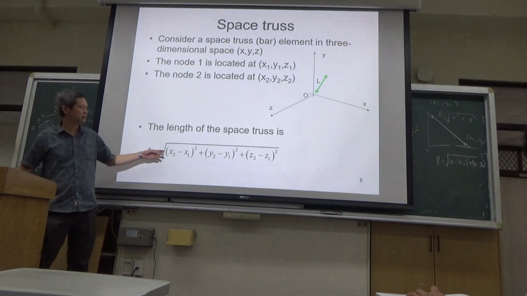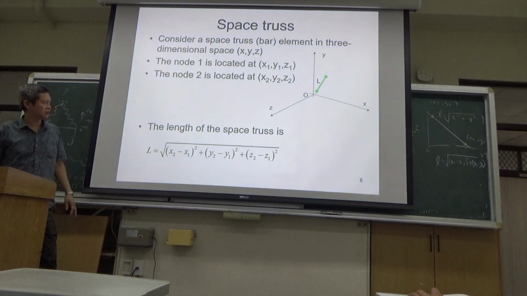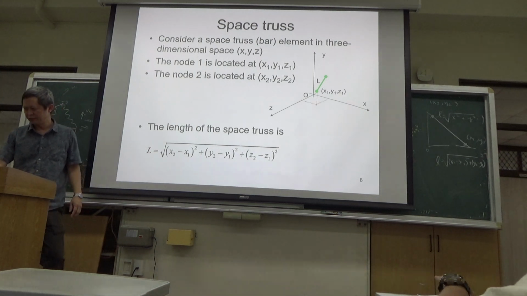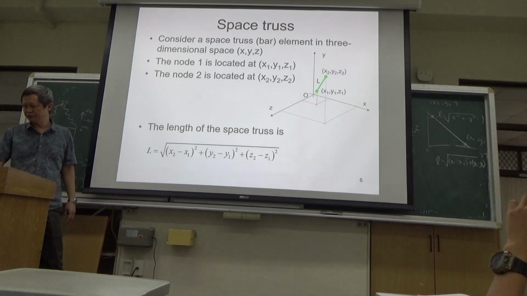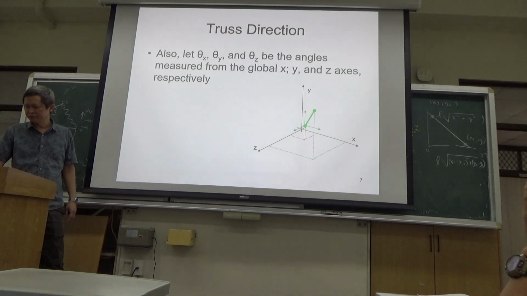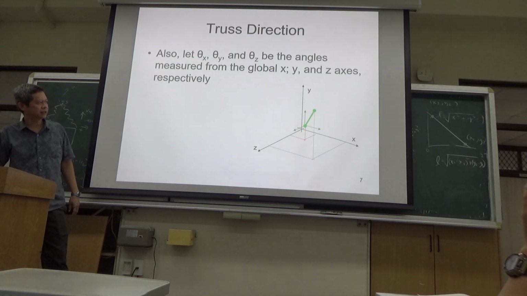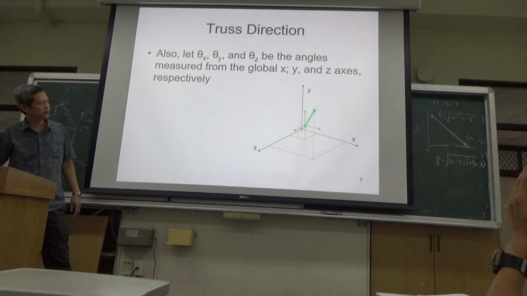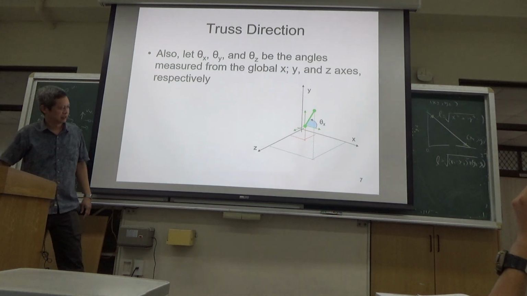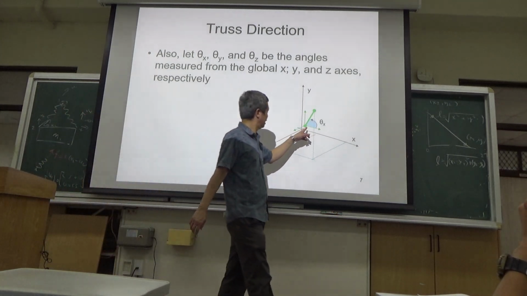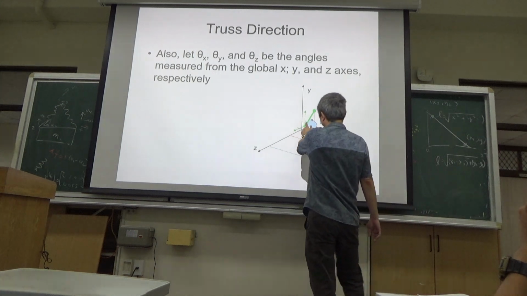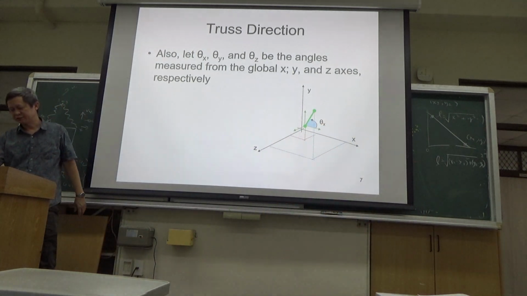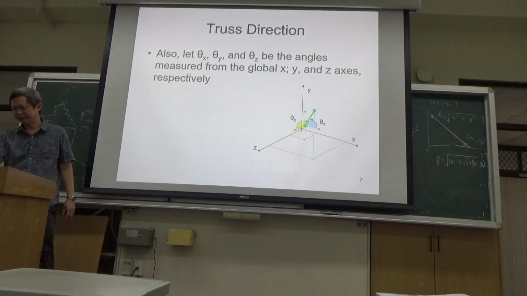With this, we confirm the length of the truss in space is solved by the Pythagorean theorem. So this is a 3D extension. Next, what about the angle? You can define the angle to be the angle between the x-axis and the length. This can be obtained as a cosine angle.